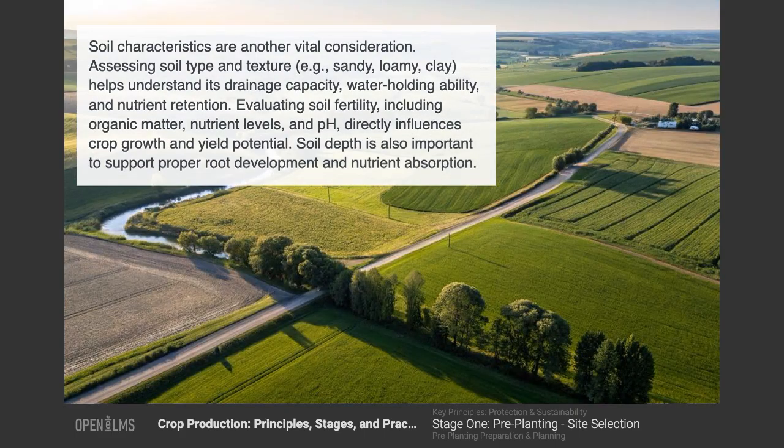Soil characteristics are another vital consideration. Assessing soil type and texture, e.g. sandy, loamy, clay, helps understand its drainage capacity, water holding ability, and nutrient retention. Evaluating soil fertility, including organic matter, nutrient levels, and pH, directly influences crop growth and yield potential. Soil depth is also important to support proper root development and nutrient absorption.